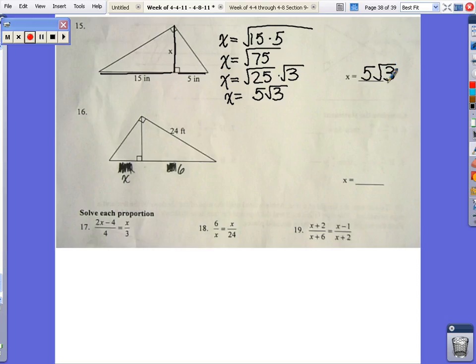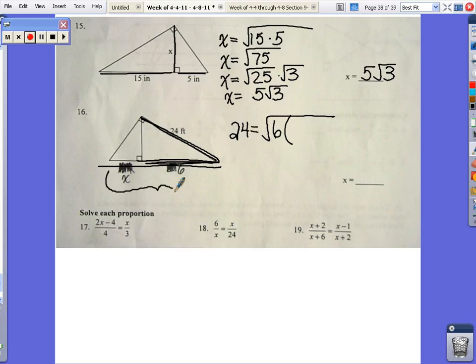16, a lot of people have had some issues with, because in this one I know a leg and I know two of the parts. However, my relationship is a leg is equal to part times whole. So 24 equals the square root of my part that's connected, which is 6. The entire side from here to here is 6 plus x. Again, the same thing from what we talked about on the front of the page on number 3. So 6 plus x.